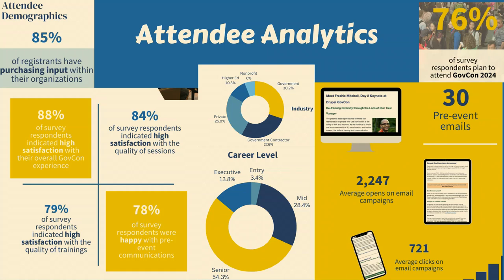So the important things here are in terms of attendee demographics, 85% of people who attend our event have purchasing power from their organization. That's amazing. That's something I can tell my sponsors. In addition, 76% of respondents are going to be here next year. Got to plan around that. That's really easy to plan around. So again, I can tell these things to my sponsors.